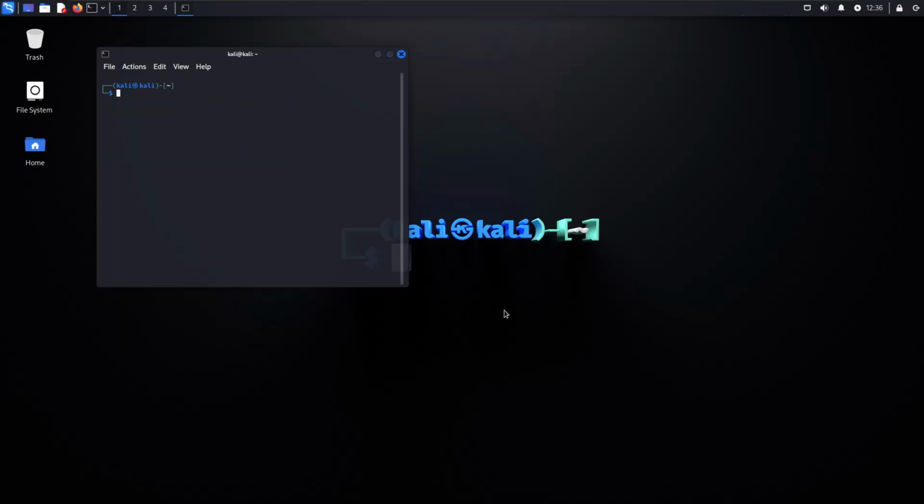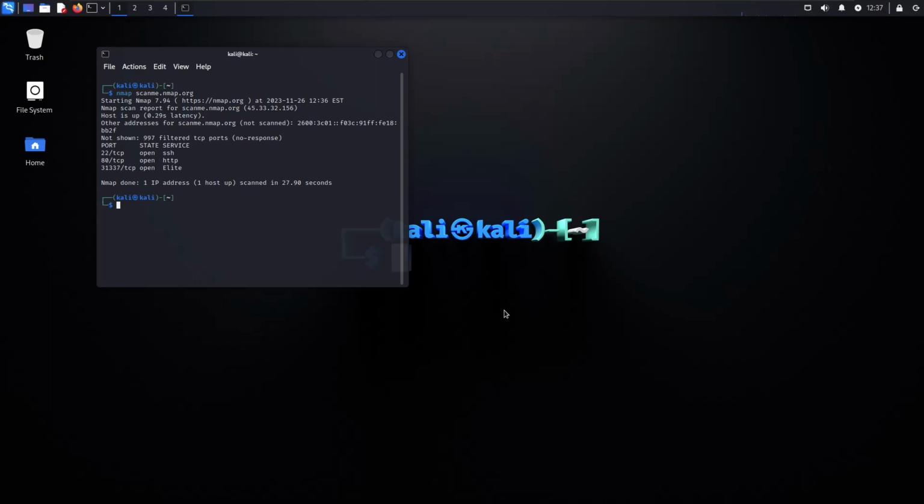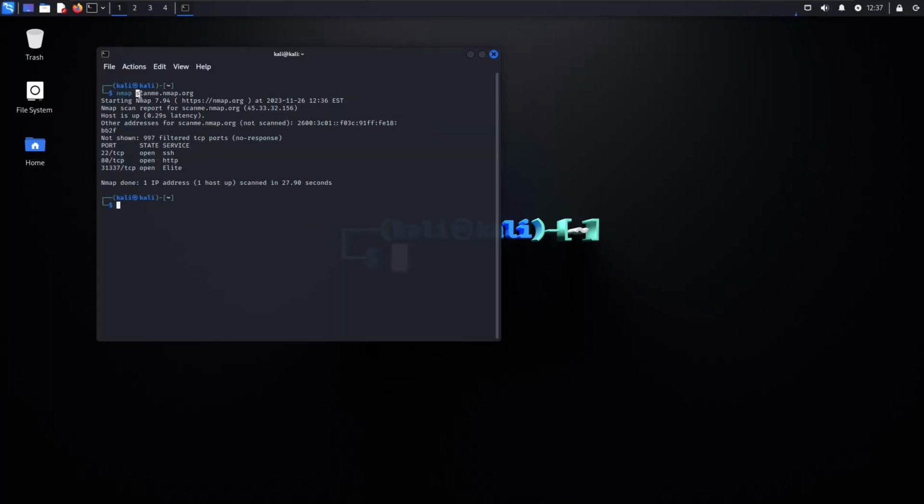So we can do a test scan on an Nmap site, like scanme.nmap.org. See that Nmap scanned the Nmap official domain. So there are normally three services running: SSH, HTTP, and an Elite service on port 31337.